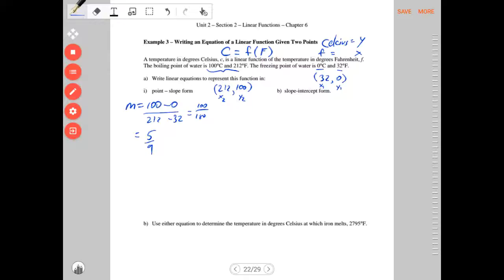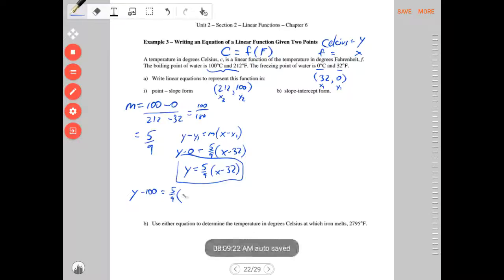Again, when we want point slope form, we just pick one of the points. Remember, point slope form is y minus y1 equals m times x minus x1. So if I use the x1 and the y1, that's going to be y minus 0 equals 5/9 times x minus 32. So that would work. Of course, y minus 0, we don't bother putting that, so y equals 5/9 times x minus 32. That is one of the equations in point slope form. Again, we could have used the other point, so that would have been y minus 100 equals 5/9 times x minus 212. That is perfectly fine. We could use either one of those. It's not a big deal.